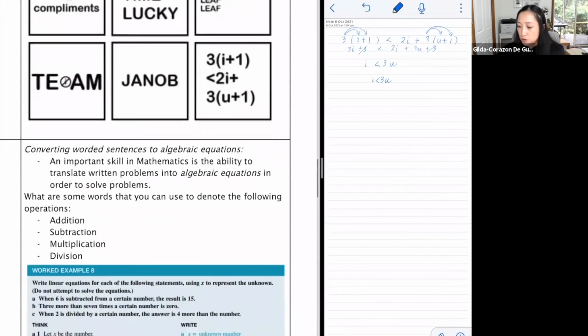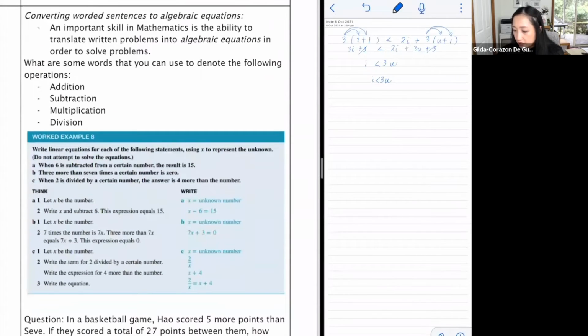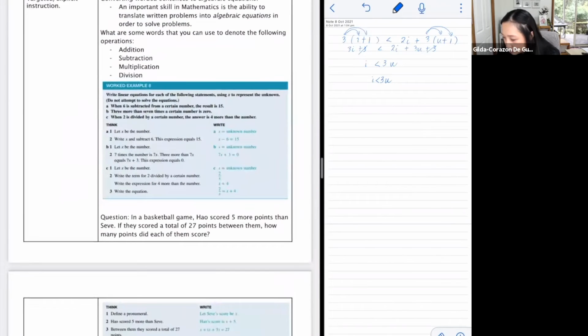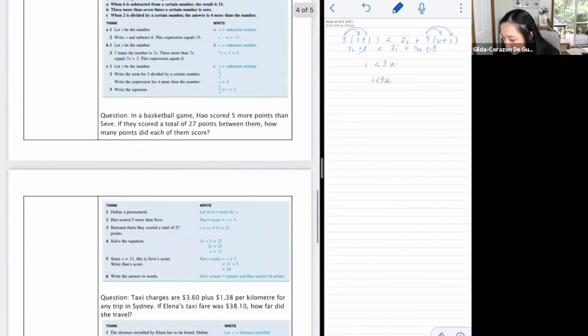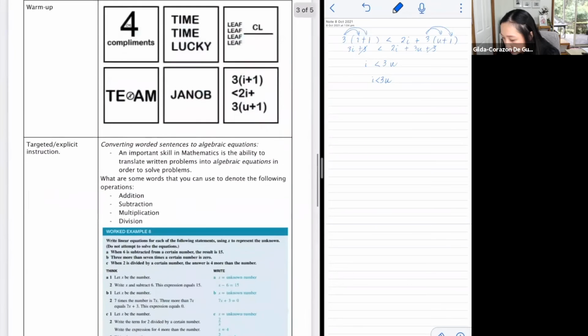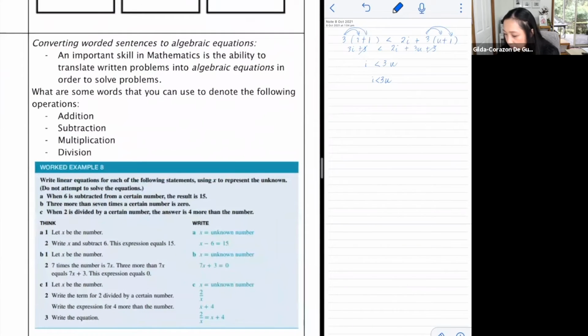Now, some of the words that we learnt, right, that would involve what? Adding, subtracting, multiplication. There would be heaps of them, right? Just like when you say, let's have a look at these ones here. Write linear equations for each of the following statements using X to represent the unknown. Do not attempt to solve the equations. Well, you can if you want to.